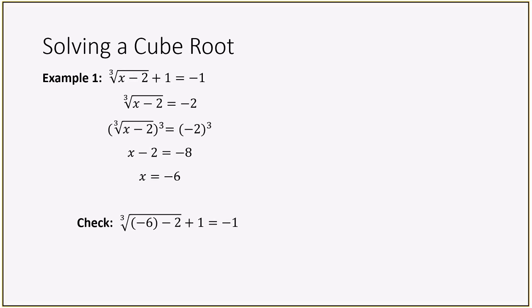And now I'm going to check my answer just like we've been doing with the square roots. I plug my negative 6 into the x of the original equation, so I get the cube root of negative 6 minus 2, plus 1, hopefully is equal to negative 1. Negative 6 minus 2 gets me negative 8. Cube root of negative 8 is negative 2. Negative 2 plus 1 is negative 1. And my answer works, so I can go ahead and box my solution.